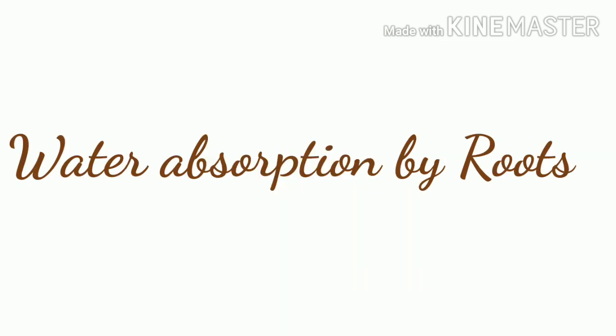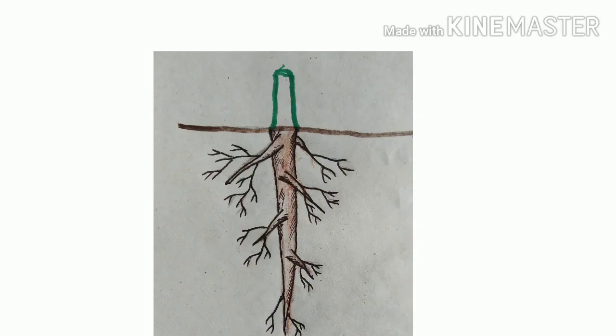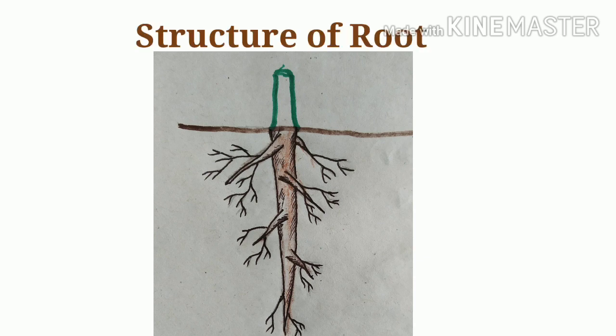Now, let's study water absorption by the roots. Plants require water and minerals for their proper functioning, and it is absorbed by the roots from the soil. Let's first study the structure of the root before we study how the roots help in absorbing water and minerals from the soil.